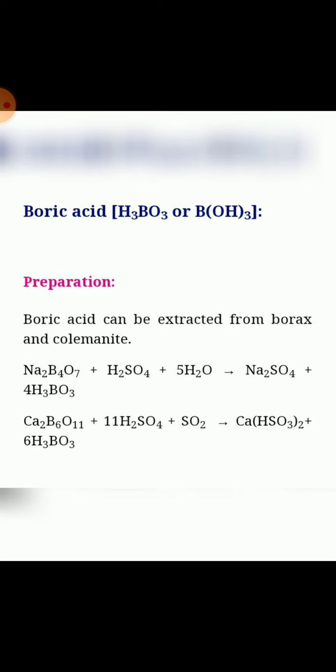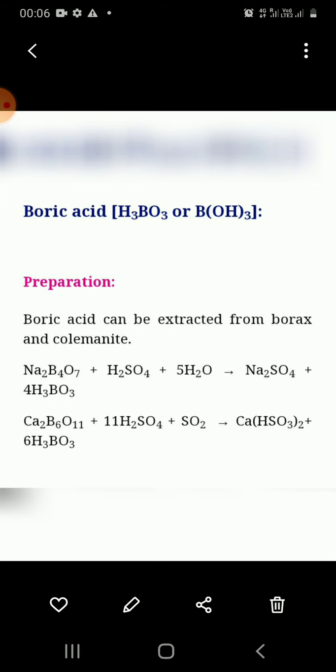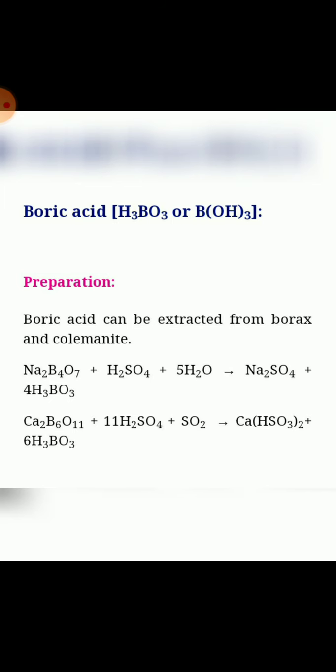Next, preparation of boric acid. There are two types of preparation. First one is preparation of boric acid from borax. Then the second one is preparation of boric acid from colemanite. First we can study about preparation of boric acid from borax. The borax formula, as we already know, is Na2B4O7. It reacts with sulfuric acid and water to form sodium sulfate plus boric acid.